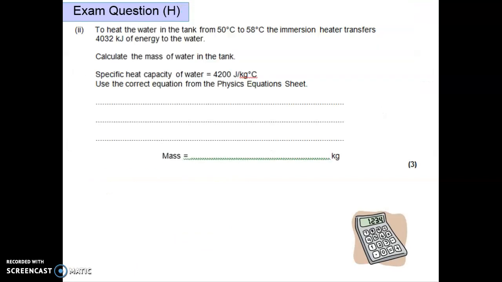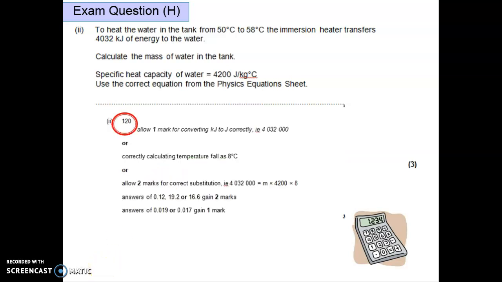And here's a slightly harder question. So to heat the water in the tank from 50 to 58, the immersion heater transfers 4,032 kilojoules. Calculate the mass. So we've got to rearrange the equation, substitute the numbers in first of all. But first of all, we've got to turn our kilojoules into joules, and we've also got to work out our temperature change. Right, I've given you all the hints, taken away the hardness really. Off you go, have a go at that.